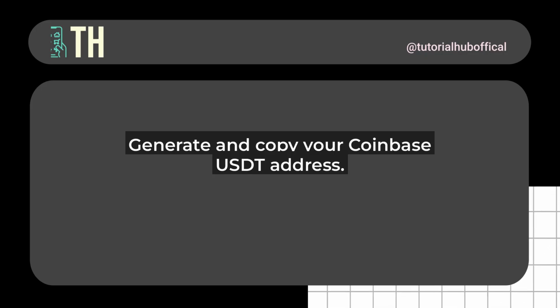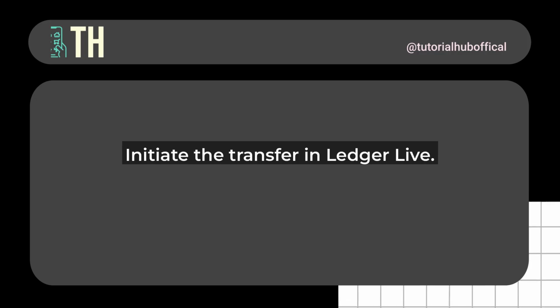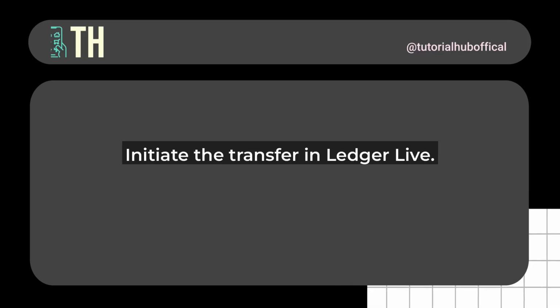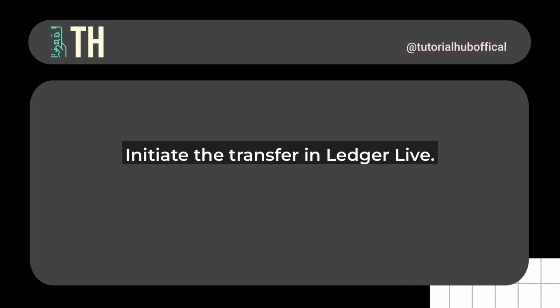Now, back in Ledger Live, navigate to the Accounts tab and select your USDT wallet. Hit the Send button. Paste the Coinbase address you copied, and enter the amount you want to transfer. Don't forget to review the transaction fees. In 2025, these might be lower due to network upgrades, but always factor them in to avoid surprises.